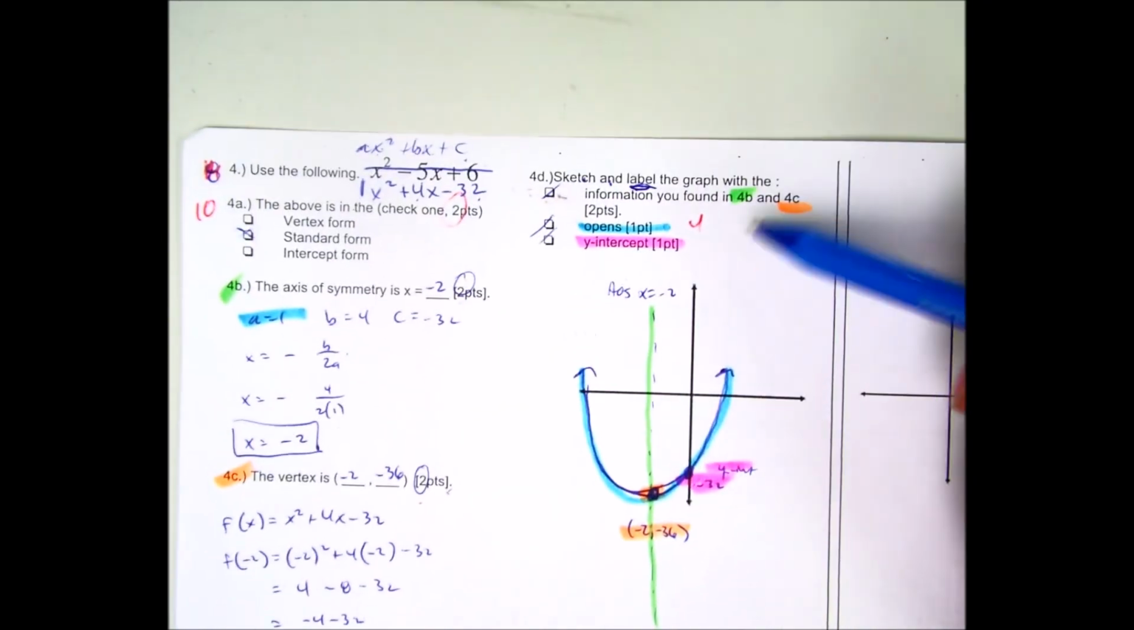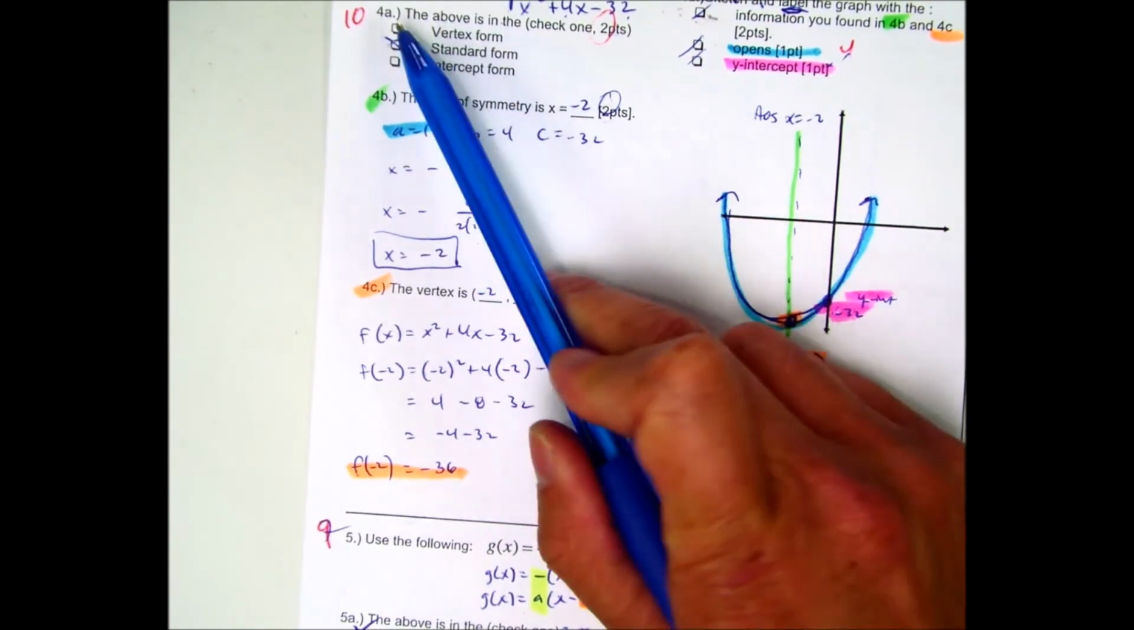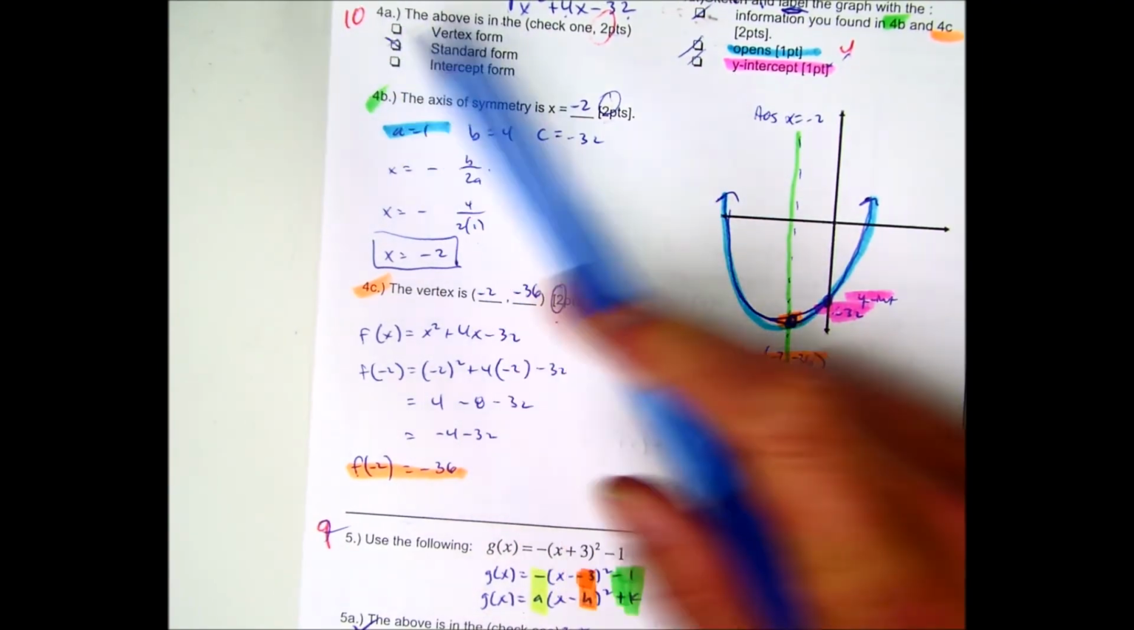Alright, that one was worth 4 points for this one. So 4, 2, 2, 2. This one was worth 10 points. Question number 4 is worth 10 points.